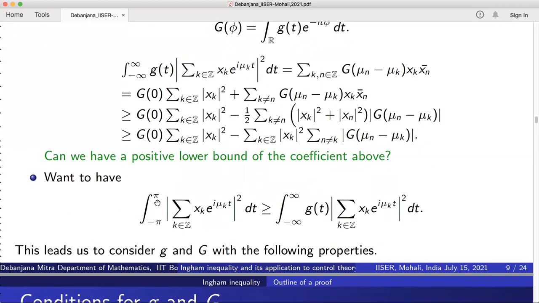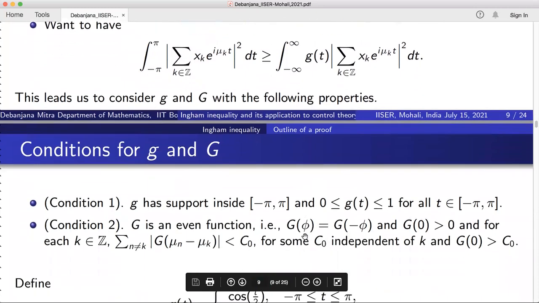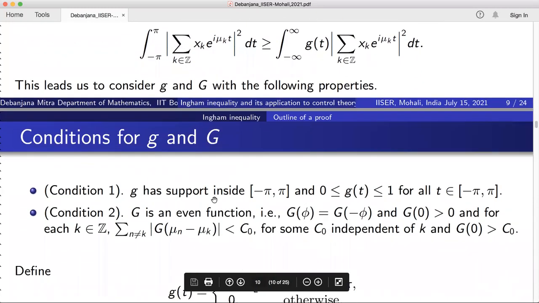Okay, but I want this term to dominate this integral, which is taken from minus infinity to plus infinity. So the obvious way to put a condition on small g is that g has support only inside minus pi to pi. And not only that, I want it to be a positive function, bounded by 1, when t belongs to minus pi to pi.